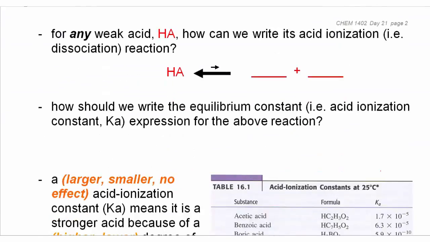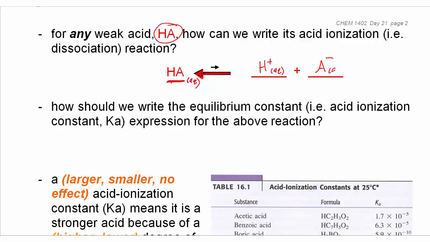For any weak acid, how can we write its acid ionization or dissociation reaction? And this is the general chemical formula, HA. So you write the weak acid dissociates to hydrogen ion and its conjugate base. And notice how the backwards arrow is huge. These equilibria all lie dominated in this form. They hardly dissociate at all. That's why they're weak.